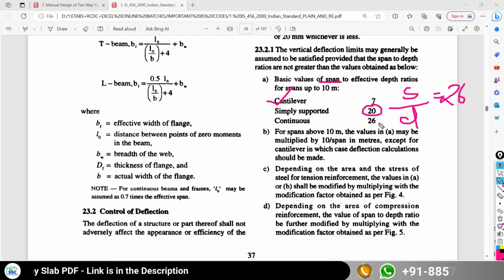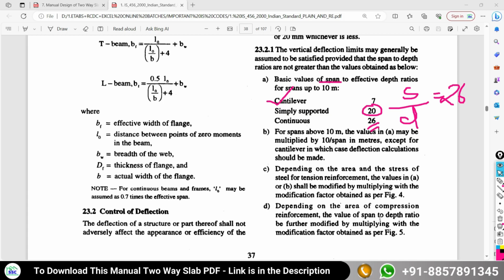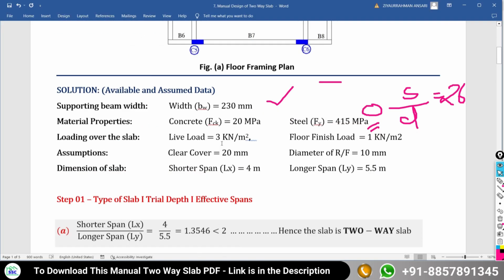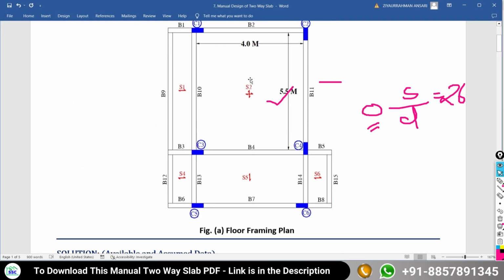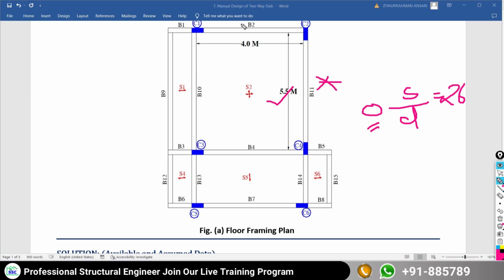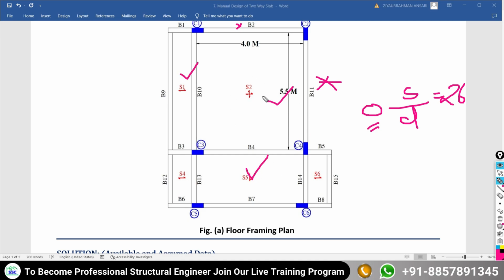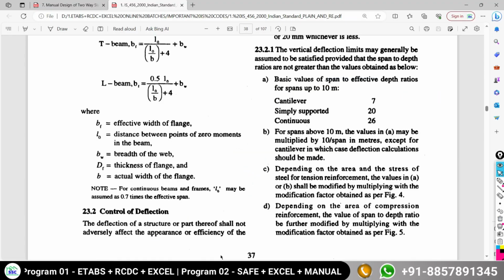So why here are we going to consider 26? Because it is a continuous floor slab. In our problem statement it is a floor slab, so it has continuity from different sides. On this side it has discontinuity, on this side it has discontinuity, but on this side the slab is present, on this side the slab is present. So it is one kind of continuous slab. That's why we are going to consider the span to effective depth ratio for the continuous type of slab as 26.